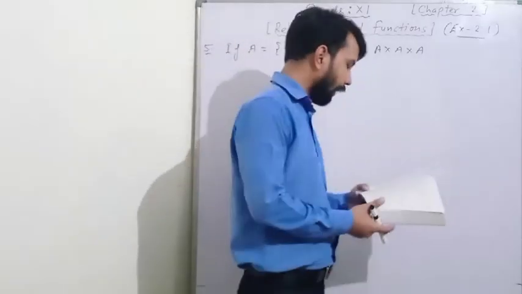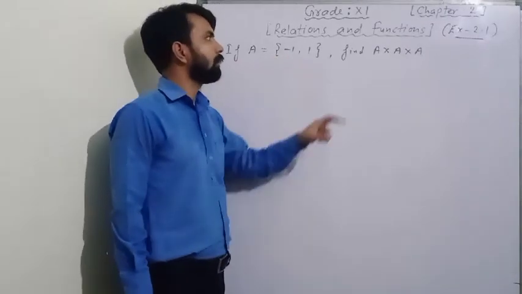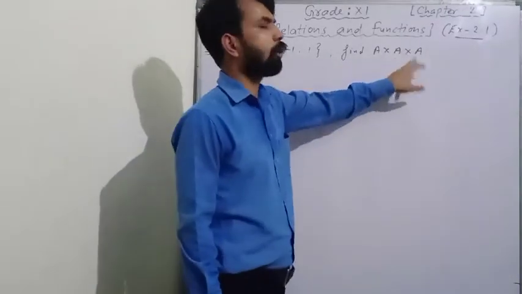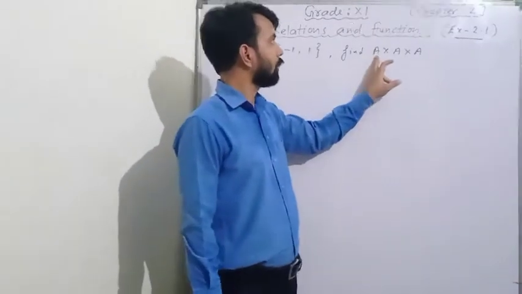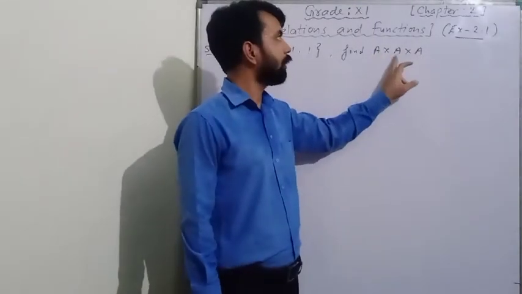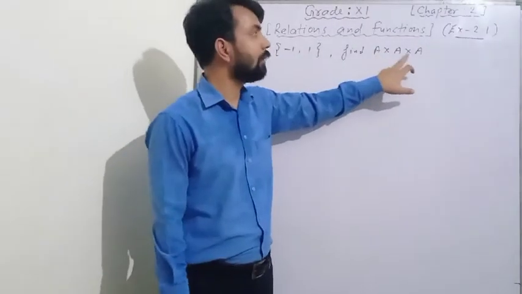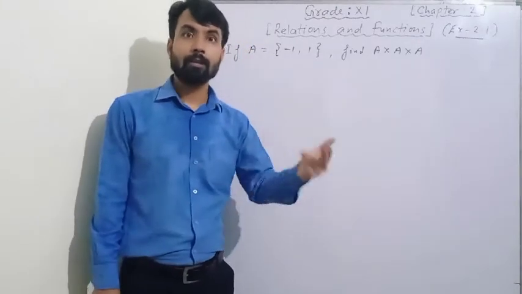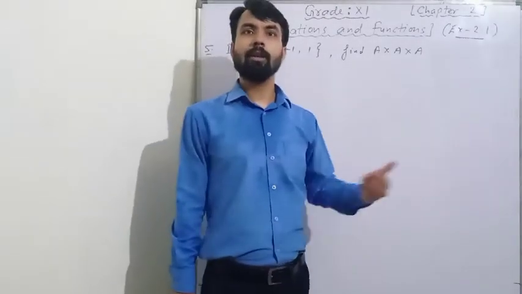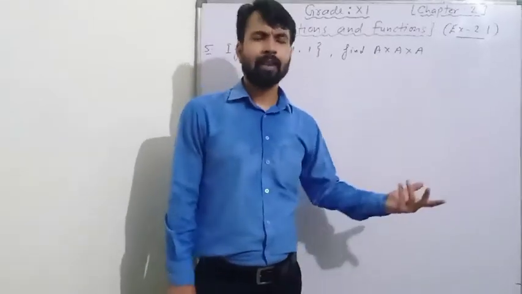Question number 5 is, if set A is -1, 1, then find A cross A cross A. Problem. Because here A's Cartesian product is how many times? 3 times. Clear? But we have only studied 2 times: P cross Q, G cross H, H cross G, A cross B. But here A cross A cross A. But it is very simple.